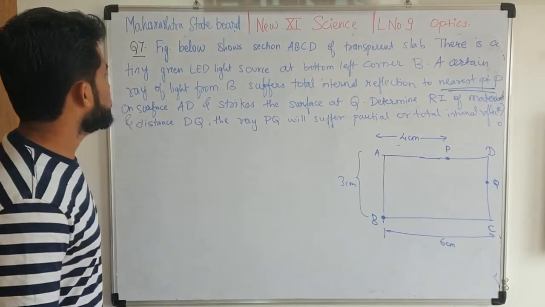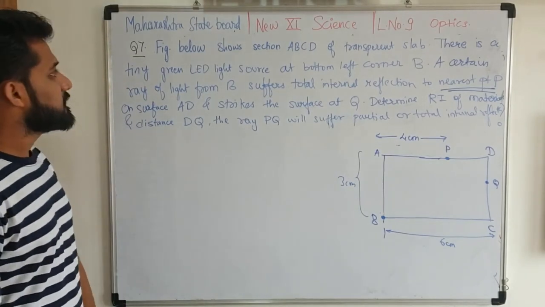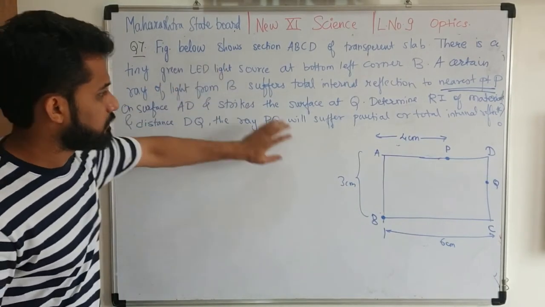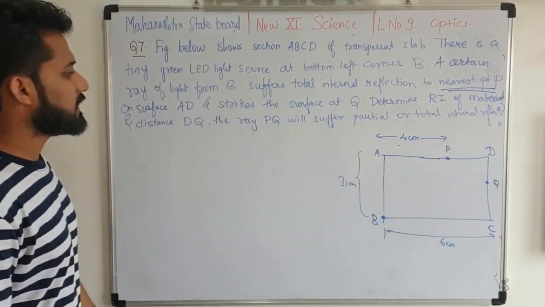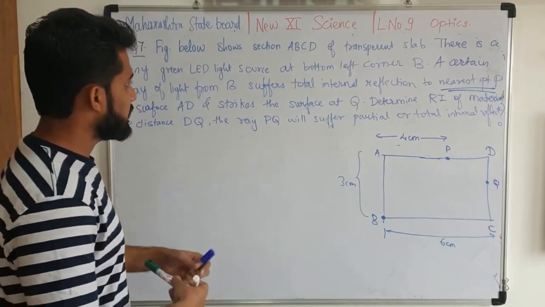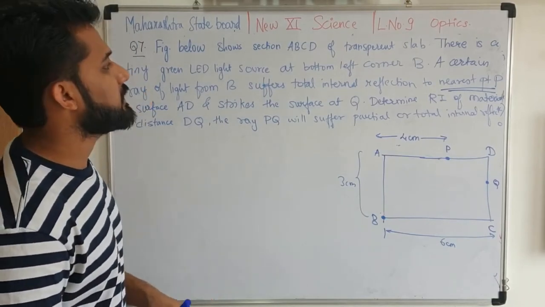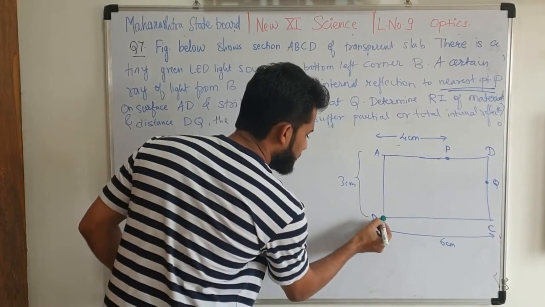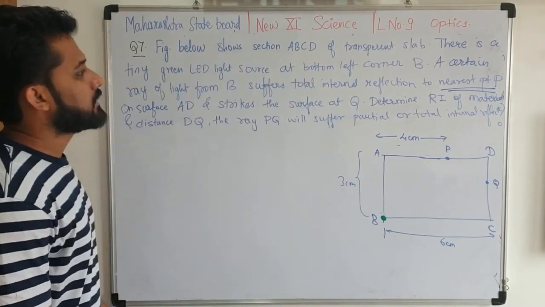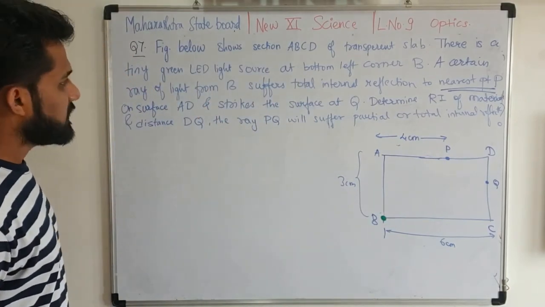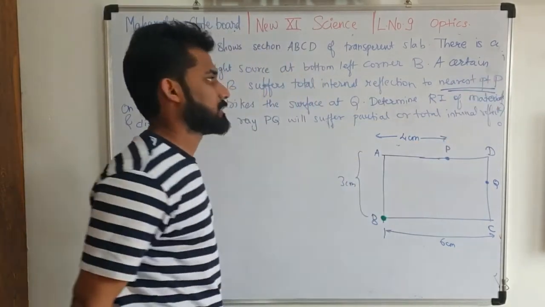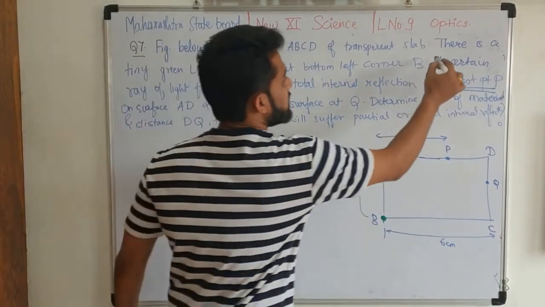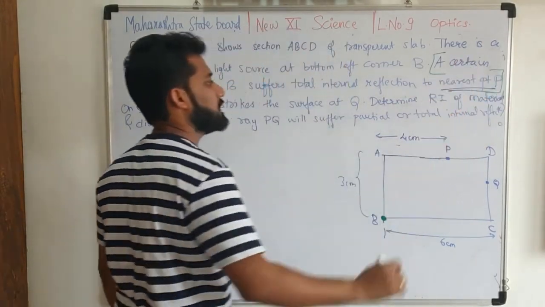Okay, so the next question, let's have a look at the question. The figure below shows section ABCD. There is a tiny green LED at the bottom left corner B. So at this point, there is a tiny LED. A certain ray of light from B suffers total internal reflection at the nearest point P. Now this statement is very important.